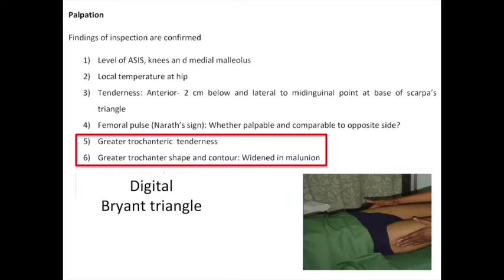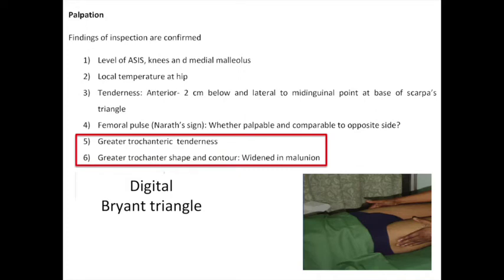You need to palpate the trochanter in the antero-posterior direction and compare it with the normal side. So the thumb on the anterior side and the fingers on the posterior side give you an idea of the antero-posterior width of the trochanter, and you can easily make out a difference when you compare it with the normal side, both in the surface as well as in the widening.